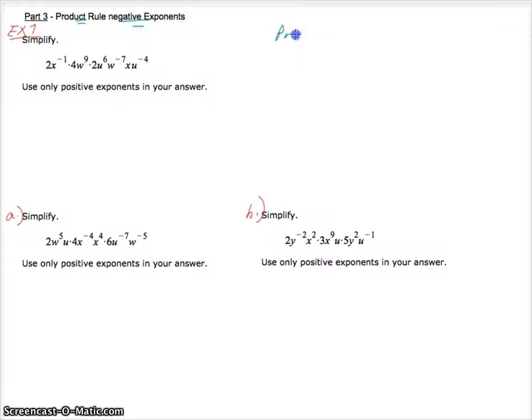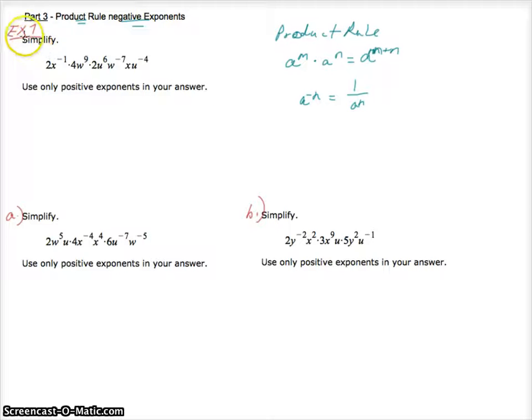The product rule states for any a to the m times a to the n power is a to the m plus n, that's an m, and the negative exponent rule is for any a to the negative n equals 1 over a to the positive n.